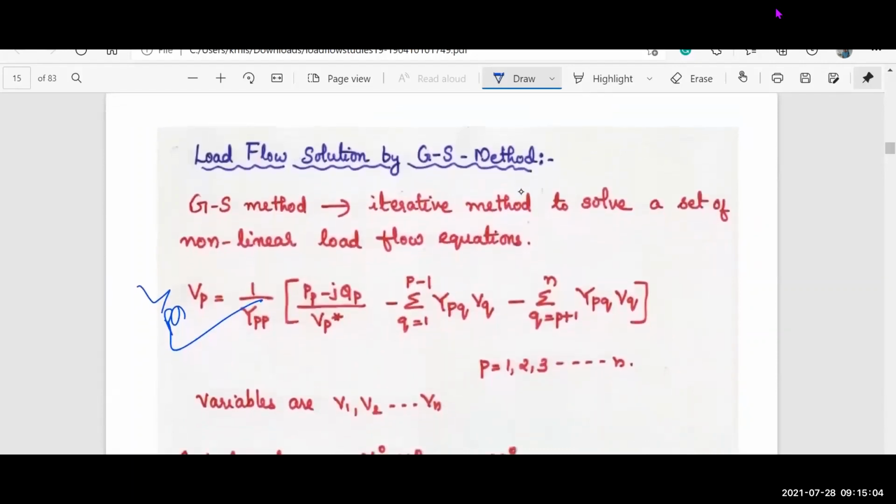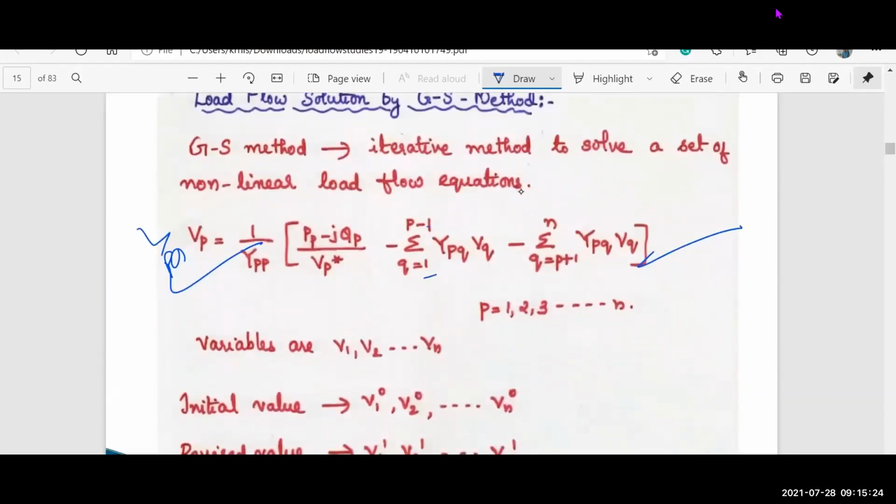Now iterative methods, to solve a set of nonlinear load flow equations. If we have a set of nonlinear equations, how do iterative methods work? Iterative methods means until we get the suitable or desired answer, the process is repeated like in a for loop. Consider that you are getting a for loop. So this is the equation what we have, Q equals 1 to P minus 1. This is the equation where P is 1, 2, 3, 4, 5 till N.